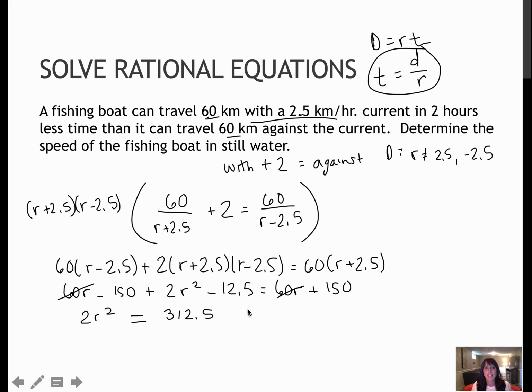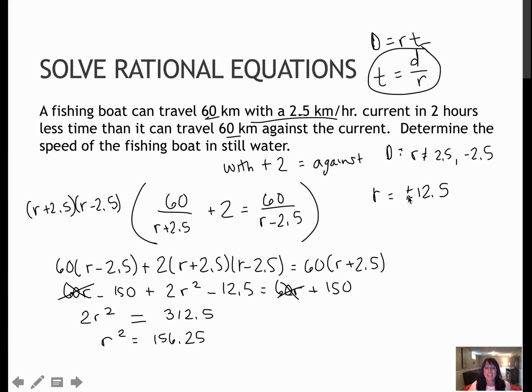Now the reason I did that is because this value went away. When I subtracted the 60r from the right side, it also went away on the left side, leaving me with no r to the first power. So this is using the square root property to solve. First, of course, I would divide by 2, giving me r squared equals 156.25. And then in my calculator, I would take the square root of each side and find that r is plus or minus 12.5.